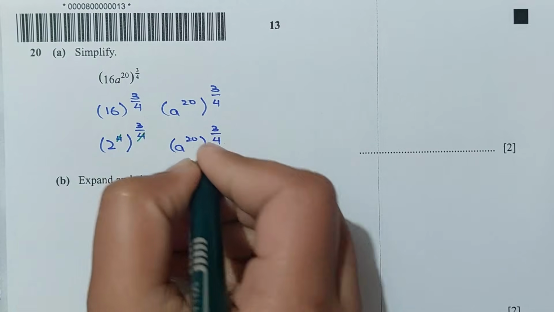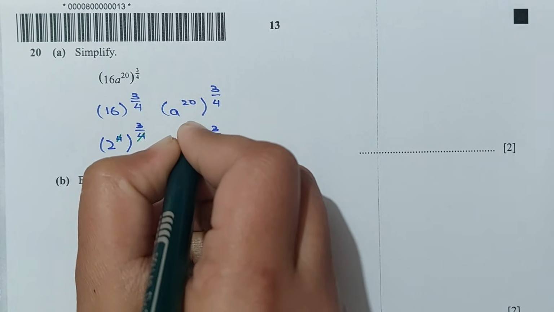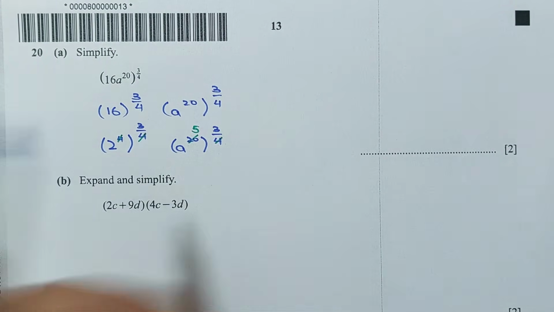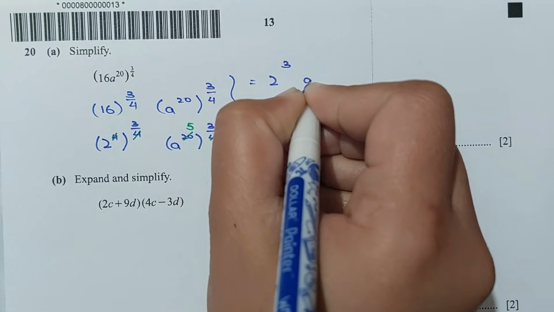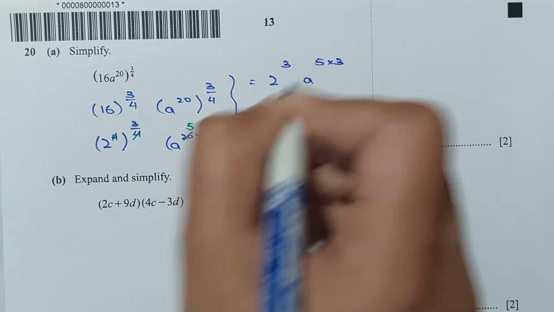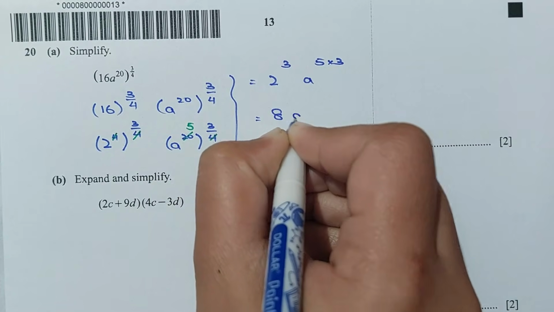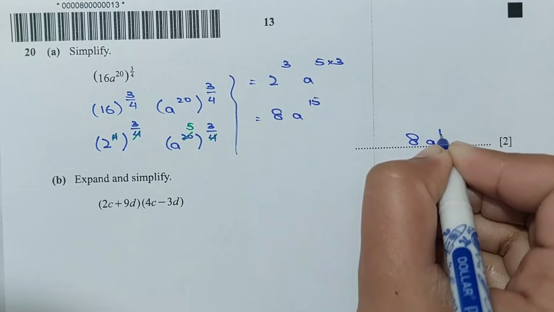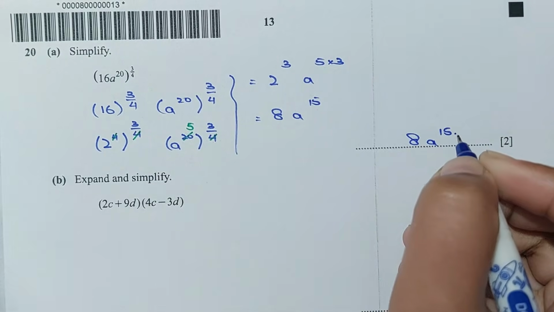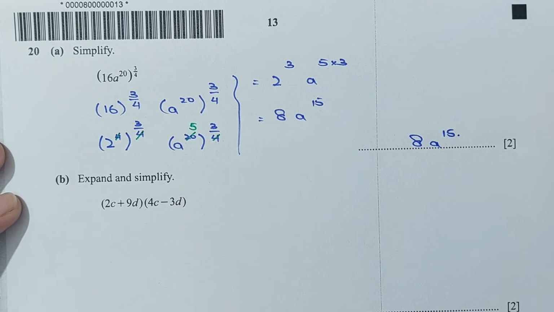This 4 and 4 is cancelled out. 4 times 1 is 4, 4 times 5 is 20. And here we are left with 2 to the power 3 and a to the power 5 times 3. So 2 cube is 8 and a to the power 15. 8a^15. Right.